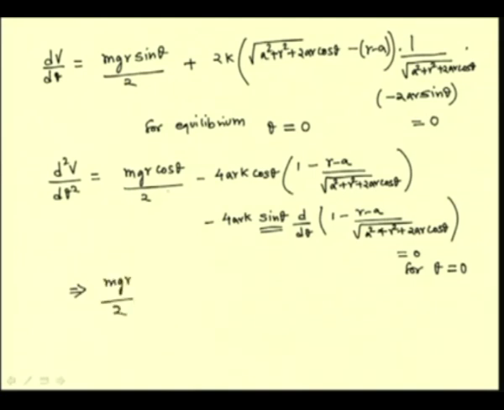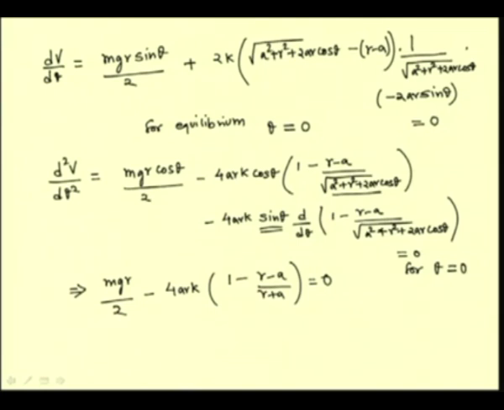mgr divided by 2, this first term, because cos theta for theta equal to 0 is 1, minus 4ark, cos theta is again 1, and here in this case cos theta is 1. So, we have this a square plus r square plus 2ar, which is (a plus r) square, root of that is nothing but a plus r. So, if we simplify this, we have it as 1 minus (r minus a) divided by (r plus a) should be 0.